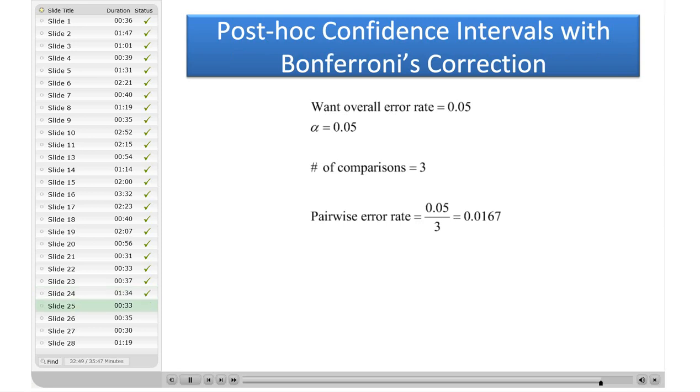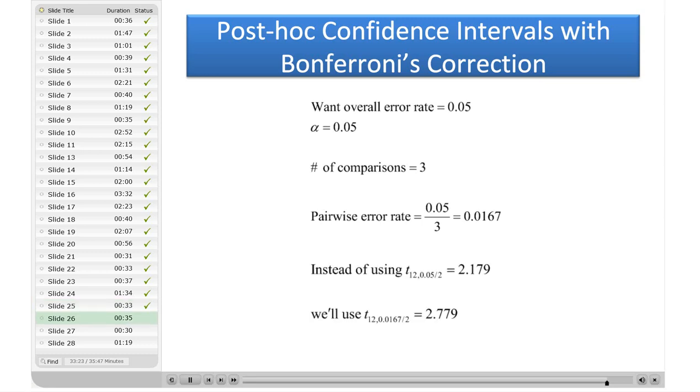Okay, now that we're familiar with Bonferroni's correction, let's see how we can use it to actually calculate our own confidence intervals. Keep in mind that we usually want an overall error rate of 0.05. That corresponds to the fact that our alpha is usually 0.05. Now in our Anova example, we had 3 groups, so we're going to have to make 3 comparisons. So if we want an overall error rate of 0.05, we're going to have to divide that by 3, and that's going to lead to a pairwise error rate of 0.0167.